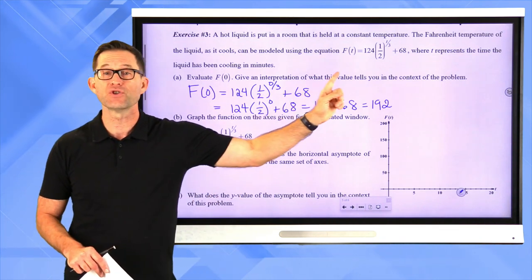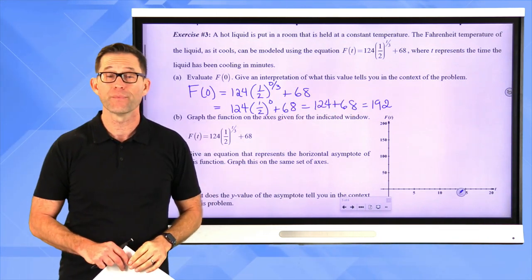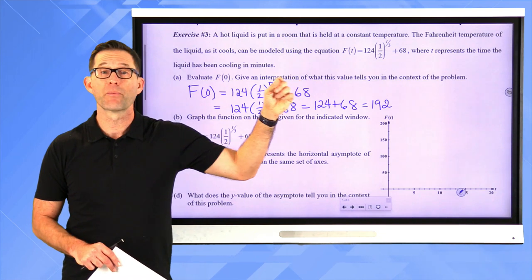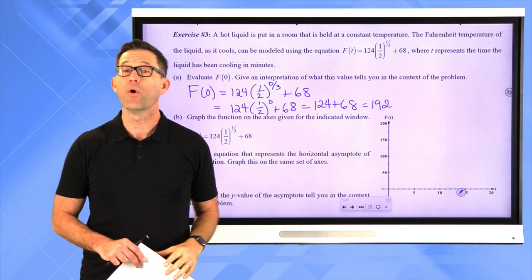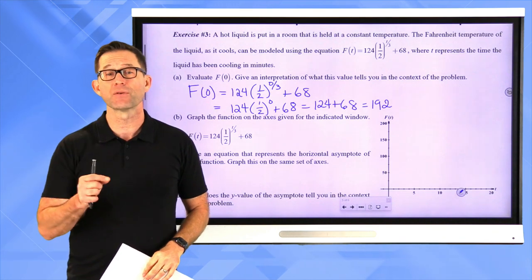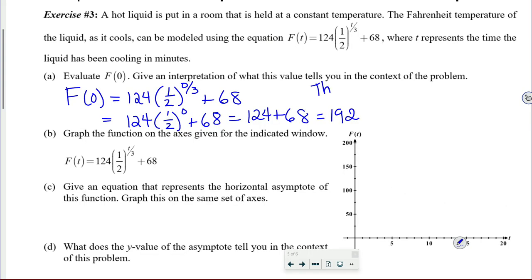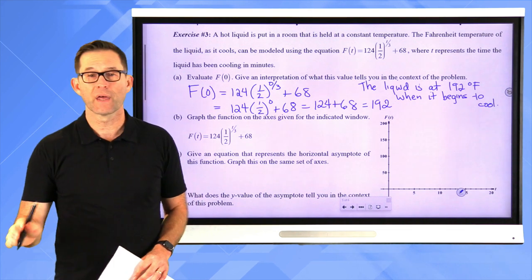Now, what is the interpretation of what this value tells you in the context of the problem? Well, keep in mind that f of t is the temperature of the liquid, t represents the time it's been cooling, and so the 192 represents the temperature of the liquid when it begins to cool. So the liquid is at 192 degrees Fahrenheit when it begins to cool. Great. Excellent.